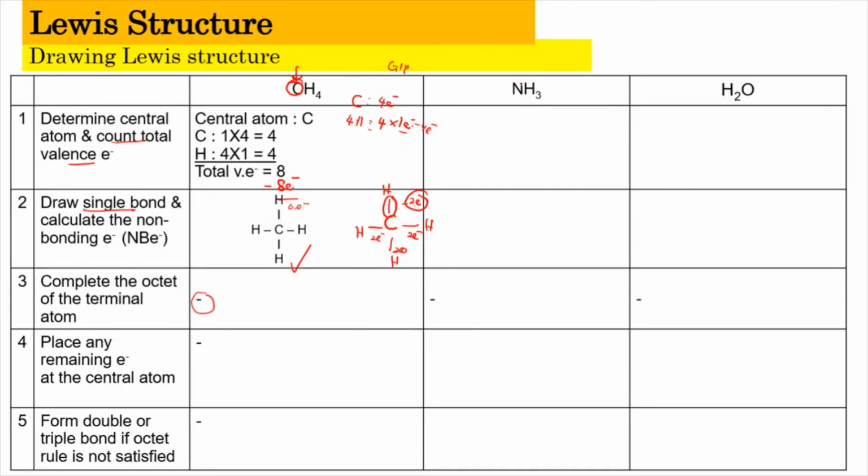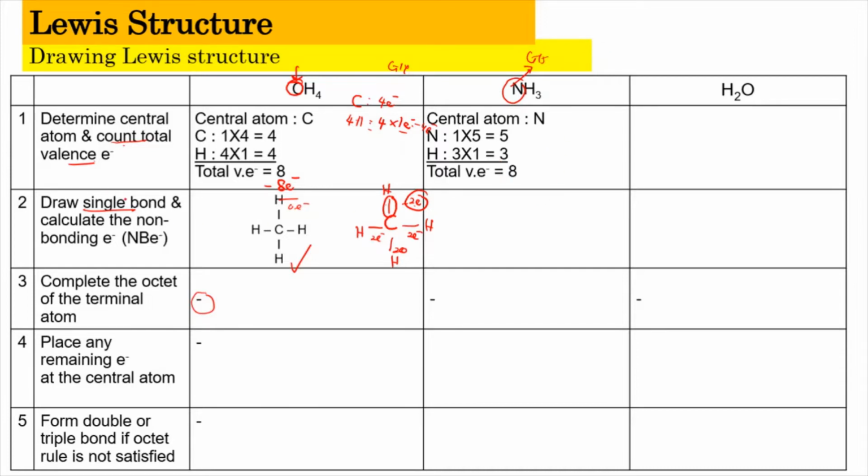So similarly, we need to determine the central atom. The central atom is going to be nitrogen, because hydrogen cannot be the central atom. Now we need to count the total number of valence electrons. Nitrogen is in group 15, so you know that nitrogen has 5 electrons. Meanwhile, for hydrogen we have 3 times 1. So the total number of valence electrons that we're going to have is 8.